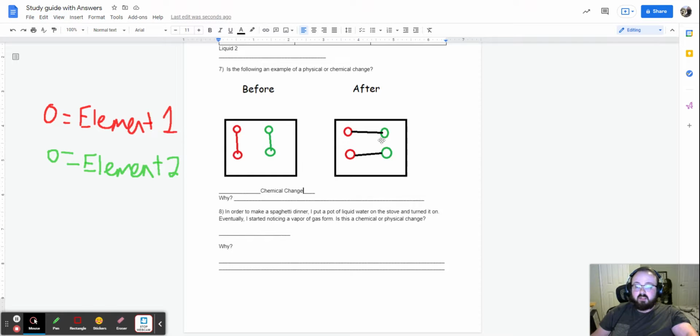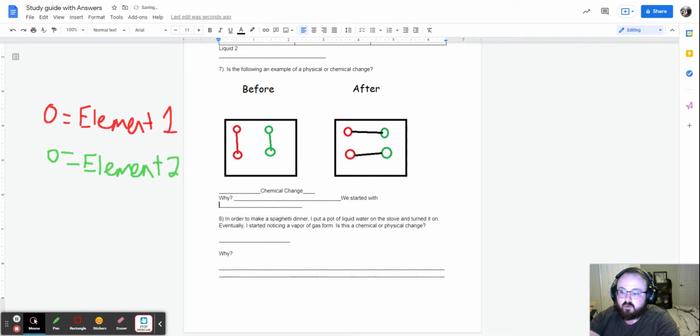So, the bonds have changed. We started with two pure elements and we ended with compounds. So, because we started and ended with two different things, this is a chemical change. So I'll write it in.